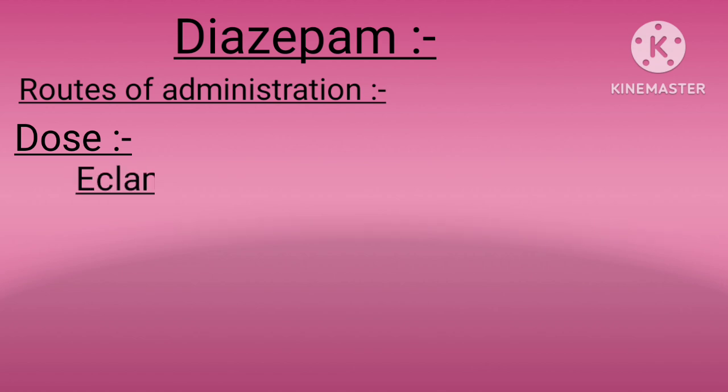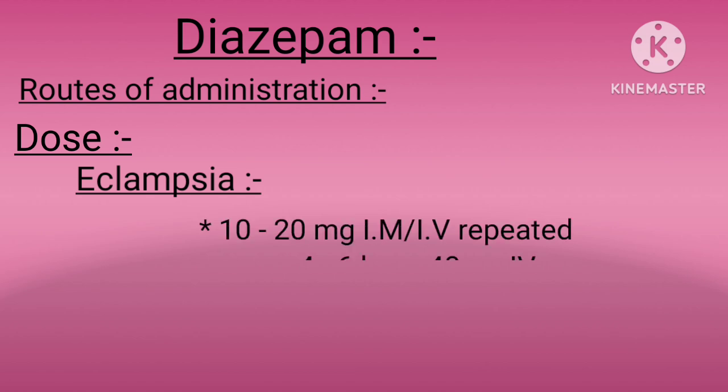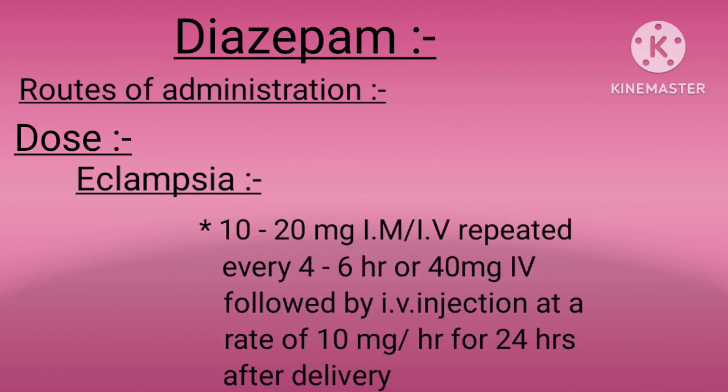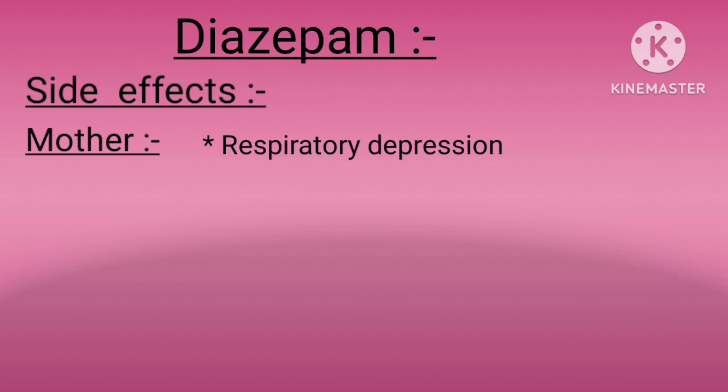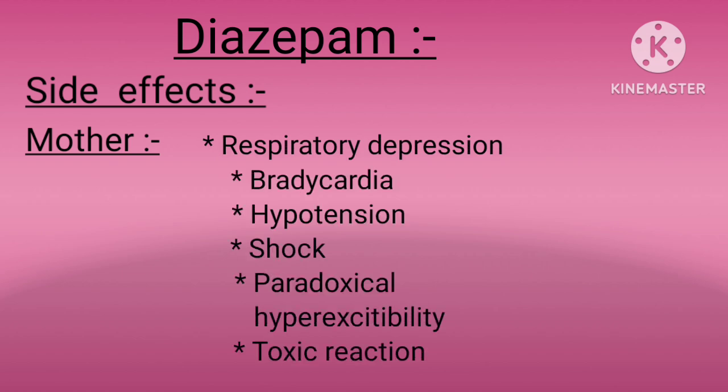In case of eclampsia, we have to give 10 to 20 mg IM or IV repeated every 4 to 6 hours, or 40 mg IV followed by IV injection at a rate of 10 mg per hour for 24 hours after delivery. Side effects are for the mother. There are respiratory depression, bradycardia, hypotension, shock, paradoxical hyperexcitability. In this condition, patient may become rowdy. Toxic reactions like ataxia, vertigo, and shine cough.